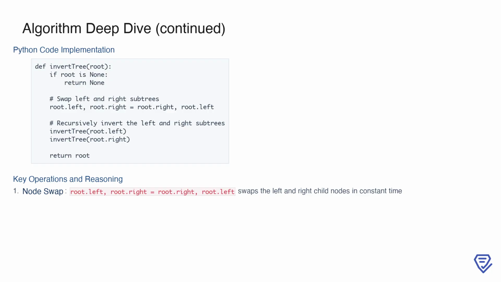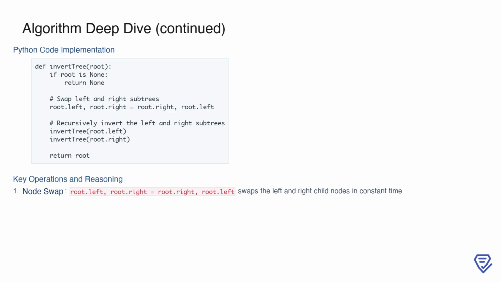Then, we recursively call the function on the left and right subtrees, processing each child node in the same way. Finally, we return the root node after its subtrees have been inverted. This simple yet effective implementation leverages the recursive nature of the problem to handle the inversion efficiently.